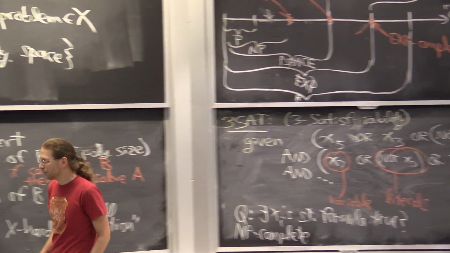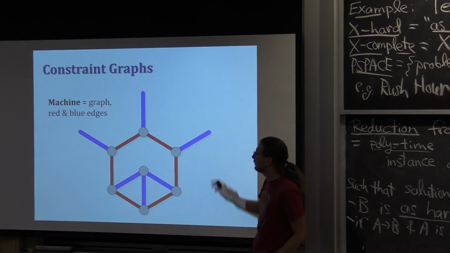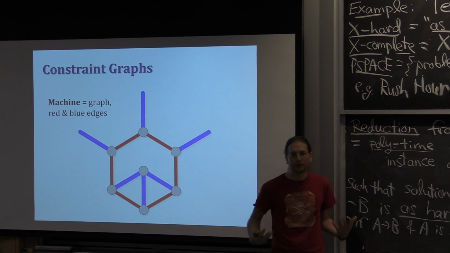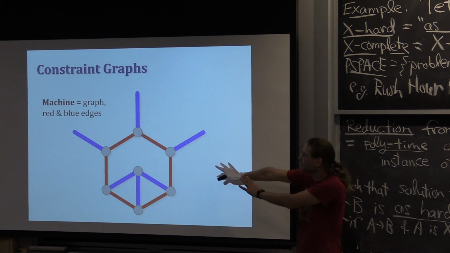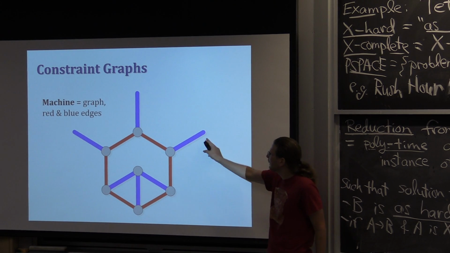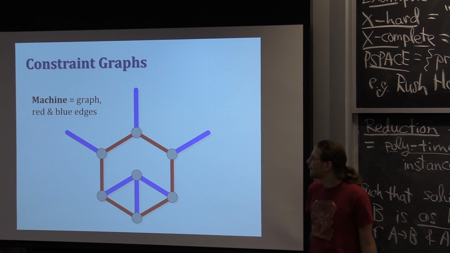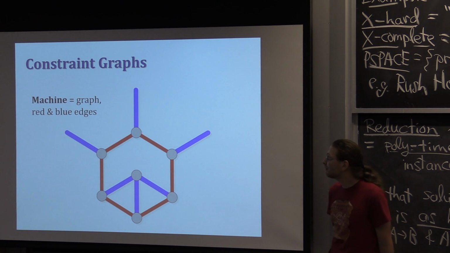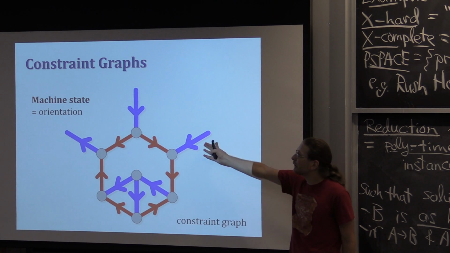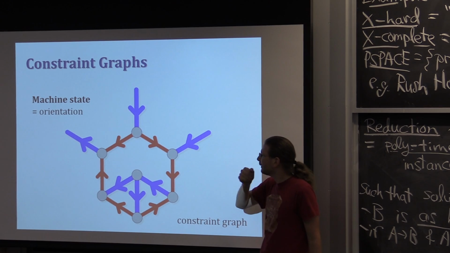For longer games, another model called constraint logic or constraint graphs is useful. So let me tell you this problem. Okay, it's in some sense simpler than 3-SAT. It's on a graph. You have red edges and blue edges. Notice the blue edges are thicker. That means they're twice as heavy. So you think of this as your machine. Now, a state of the machine is going to be an orientation of the graph. So every edge is just going to be oriented one way or the other.